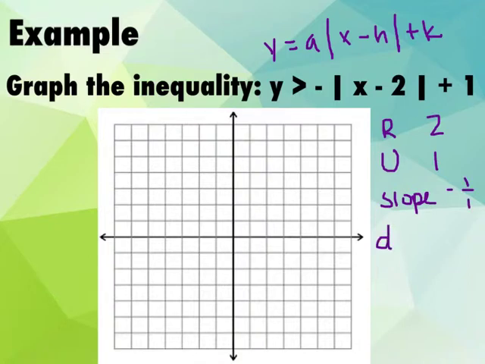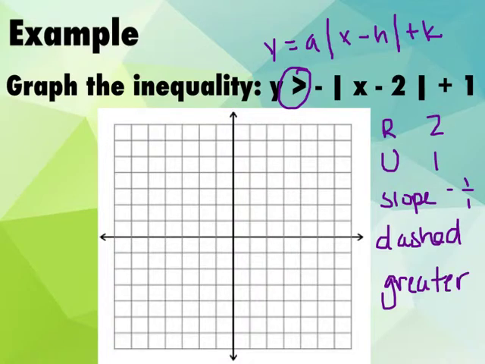I'm going to use a dashed line because it's just greater than, and I want to shade in the greater section. So if we start at our vertex, it tells us to go right 2 and up 1, and so that is where we'll make our first point for our vertex.